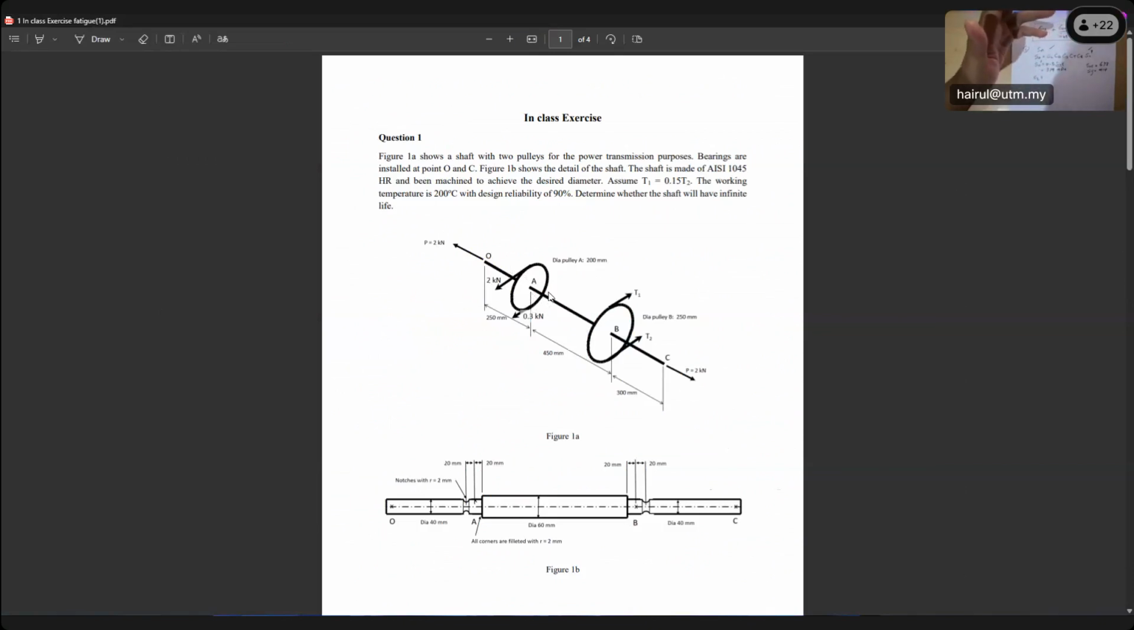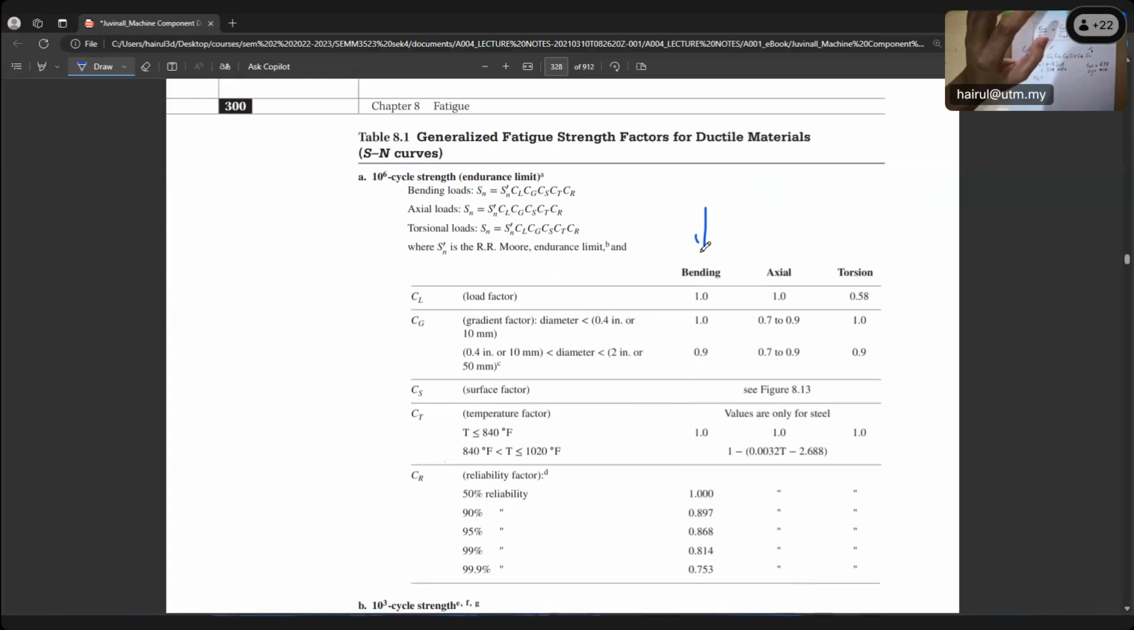In our case, if you look at the question, which one governs? It is bending, right, class? Normally, with 2 kilonewton, 0.3 kilonewton, and this very high, mainly for a shaft it is bending. But be careful: sometimes the torsional stress is much bigger than the bending stress, which means torsional stress governs. In most cases it is bending, so in this textbook we go for the bending column.